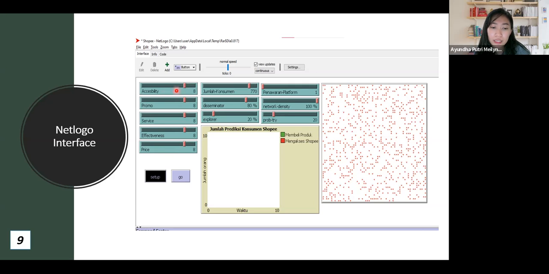And then by changing these values, it will produce a visualization. And here is the chart of the predicted number of Shopee consumers. From this chart, we will know the predicted number of Shopee consumers who buy products at Shopee, or Shopee consumers who only access Shopee. In the environment, green color indicates agents who buy products at Shopee, and red color indicates Shopee consumers who only access the Shopee application.